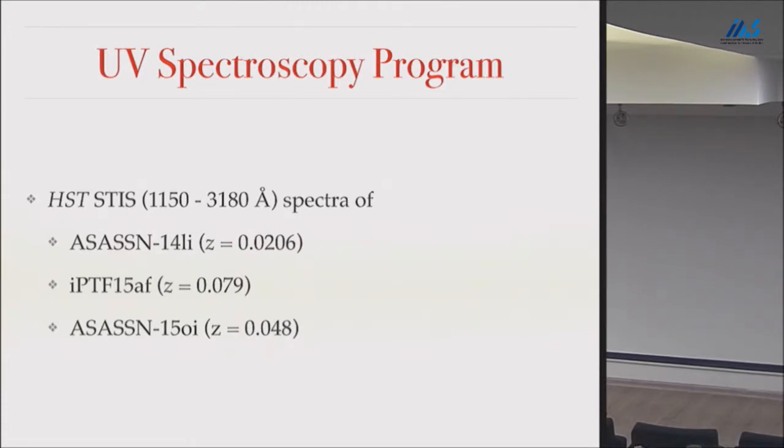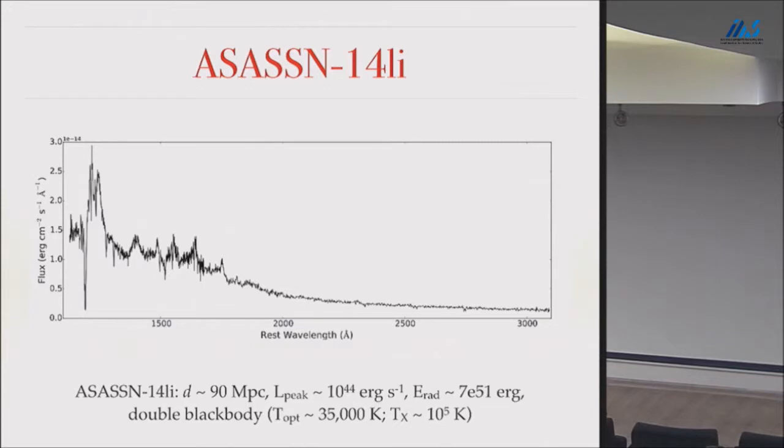Okay, what do these spectra look like? I should say this is all a work in progress, so I'm going to be kind of going through this on the fly. Here is our spectrum of ASASSN-14li. So again, to give you the main numbers: distance of about 90 megaparsecs, peak luminosity a bit shy of 10 to the 44 ergs per second. Radiated energy, I thought it was about 7 by 10 to the 51. Thomas, you can correct me if that's wrong.